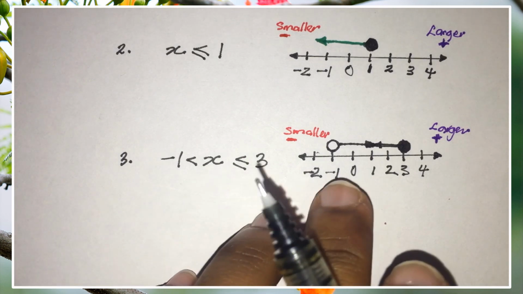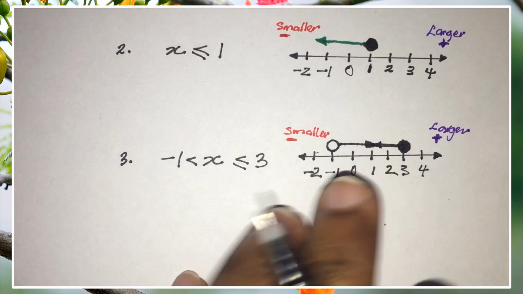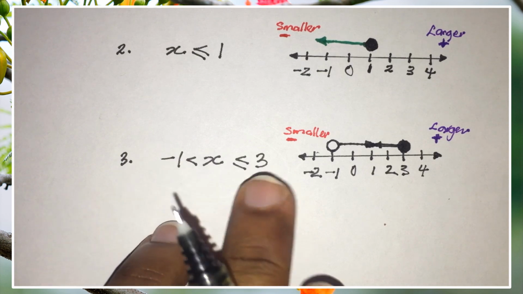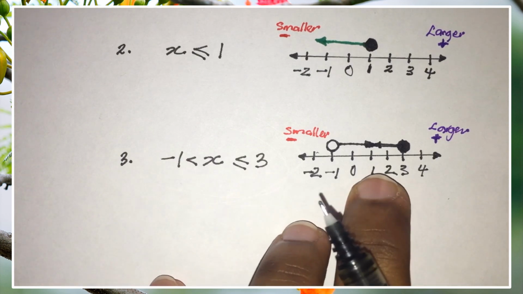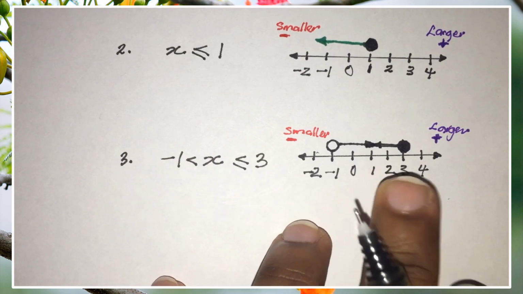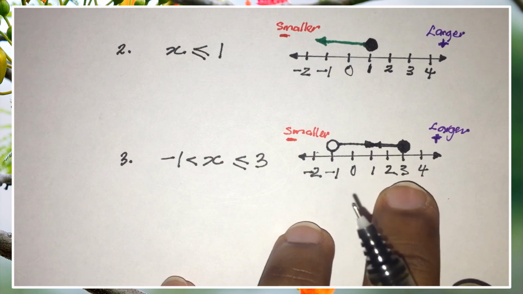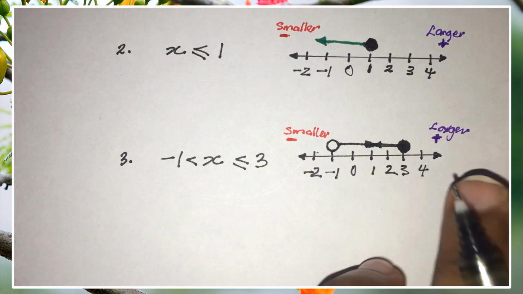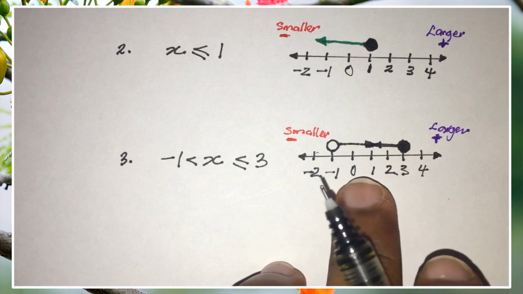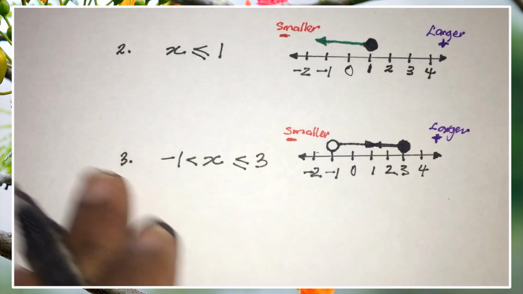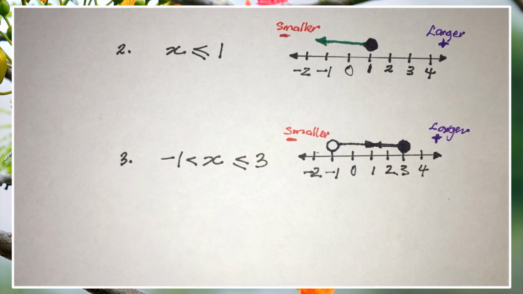So that means x could be 0, because 0 is greater than -1 but less than or equal to 3. X could be 1 for the same reason, 2 for the same reason, and 3 for the same reason. These are what we call the solutions to the inequality. And that's it. Easy, don't it?